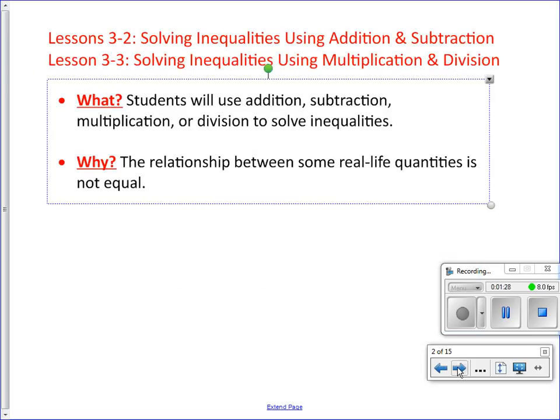Okay, our lesson today is on solving inequalities, and we're going to combine lessons 3.2 and 3.3. We're going to use addition, subtraction, multiplication, and division to solve one-step inequalities. All right, and our whole reason for dealing with inequalities in Chapter 3 is because many times the relationship between quantities is not an equal one.